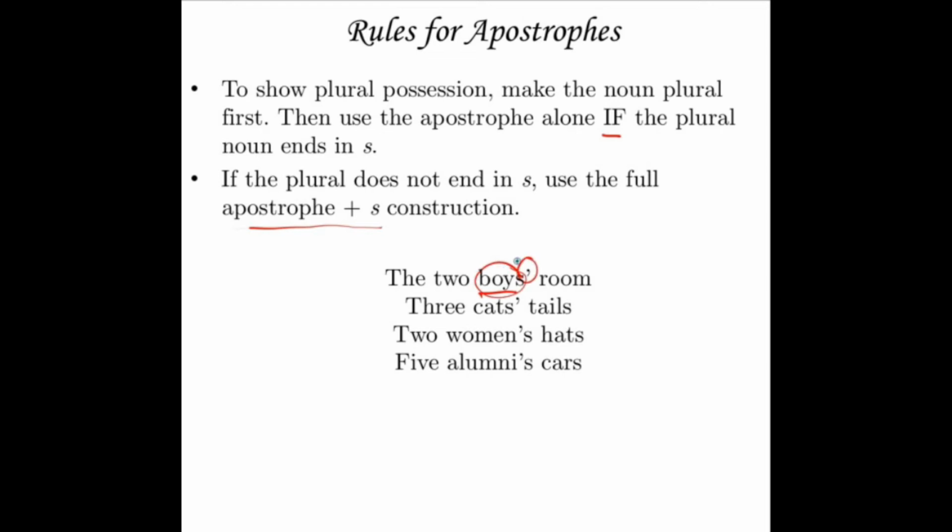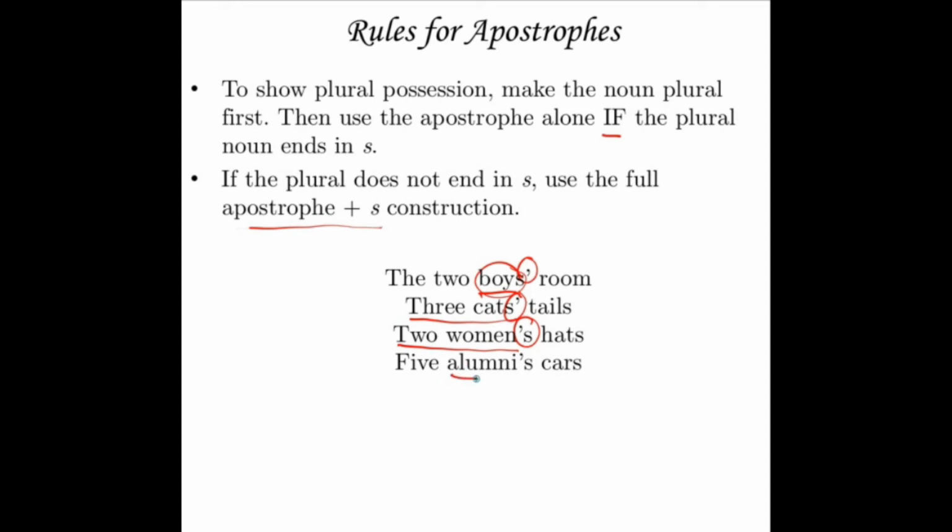You see why I was concerned about Kansas? It's because some people treat Kansas like a plural. 3 cats' tails. Again, the plural of cat is cats, so you put the apostrophe after the S. However, when you look at plurals that do not end in S, for example, 2 women's hats. Well, the plural of woman is women, but it doesn't end in S no matter how you look at it. So you just put the ordinary apostrophe S construction on the end.